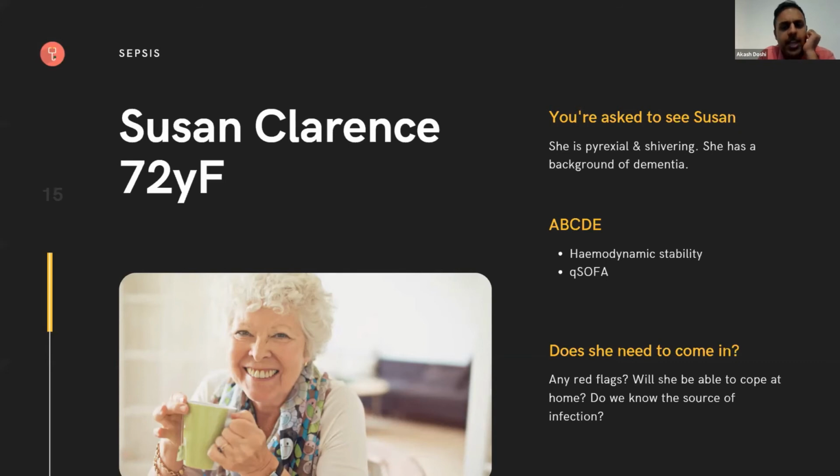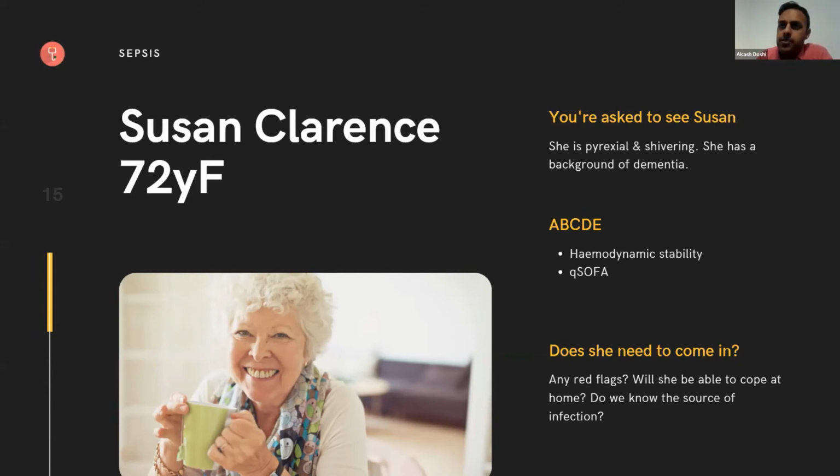The first thing that we're going to do is an A, B, C, D, E. So that's looking at her airways, her breathing, her circulation, her disability, and everything else. The idea being is that we want to achieve hemodynamic stability, and we want to make sure that she is safe. And we'll use the qSOFA to guide us in terms of how bad this is and how much of her is affected and what her likely mortality is. If it looks like she doesn't have an ABCDE problem and her qSOFA isn't too bad, then we're reassured that she's probably in a safe state, and we can think about whether we need to manage her in hospital, or whether we can manage her at home. And so we ask the question, does she need to come in? Are there any red flags?